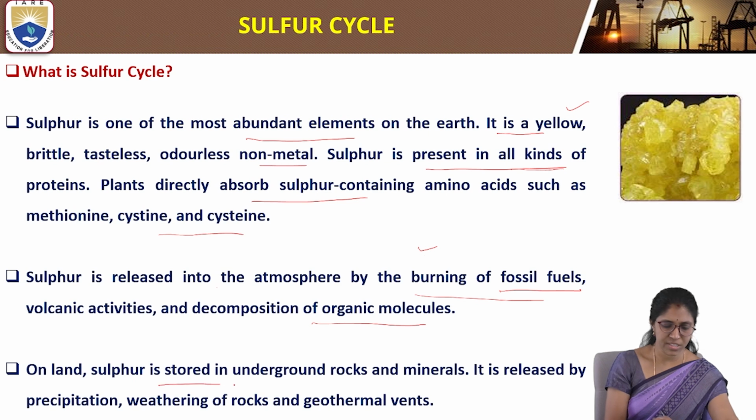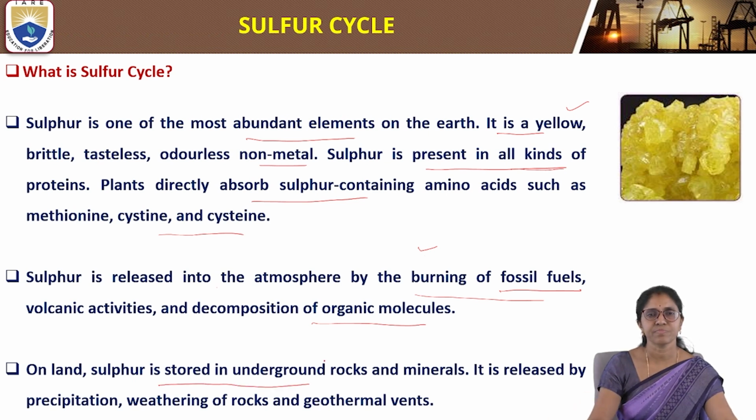On land, sulfur is stored underground. On earth, sulfur is stored in underground rocks and minerals. It can be released by precipitation, weathering of rocks and geothermal vents.